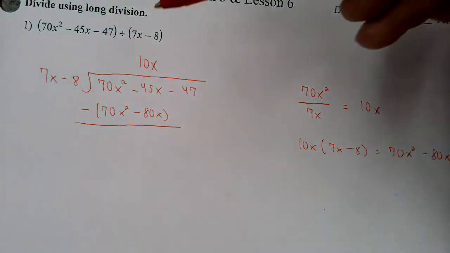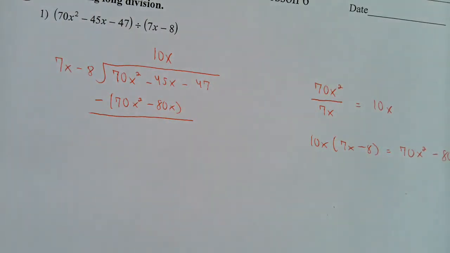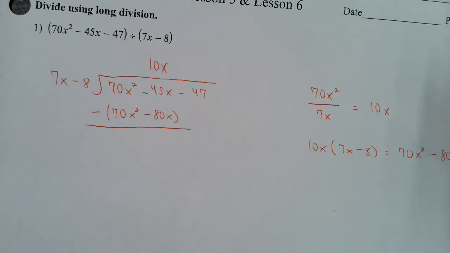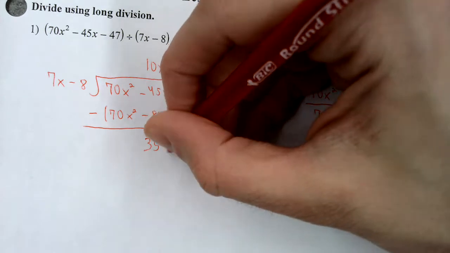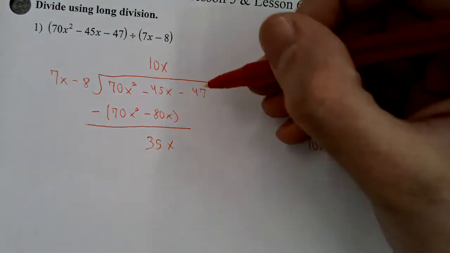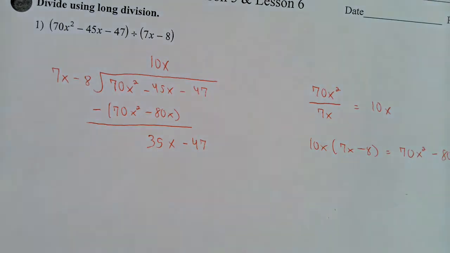And then be careful for the signs. Negative 45 minus negative 80. That's like saying negative 45 plus 80. So that'll be positive 35x. Bring down the negative 47. And then repeat the process.